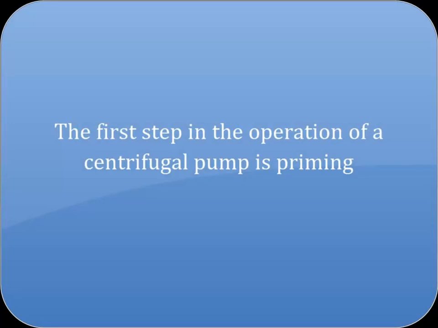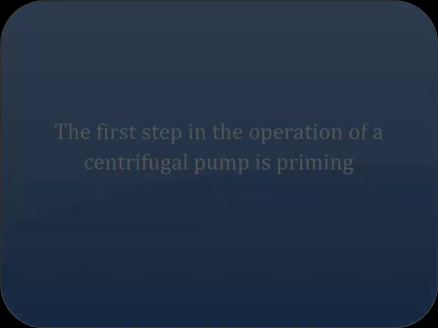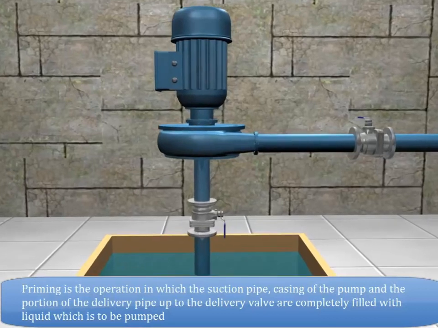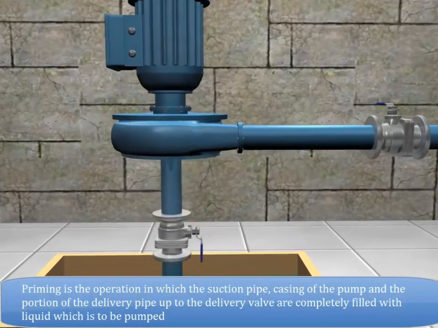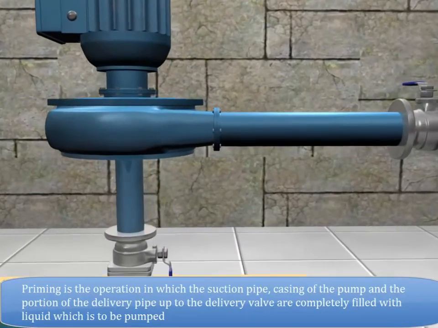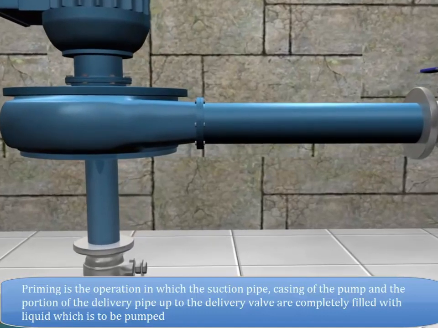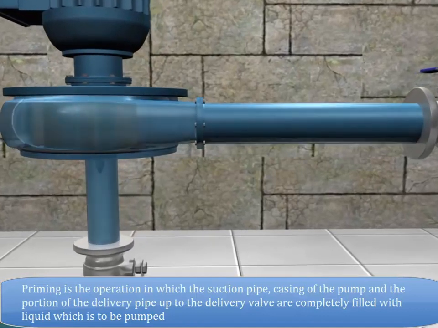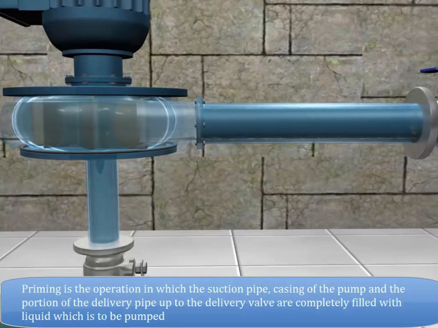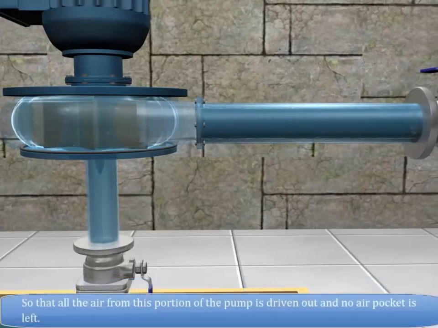The first step in the operation of a centrifugal pump is priming. Priming is the operation in which the suction pipe, casing of the pump, and a portion of the delivery pipe up to the delivery valve are completely filled with the liquid which is to be pumped, so that all the air from this portion of the pump is driven out and no air pocket is left.